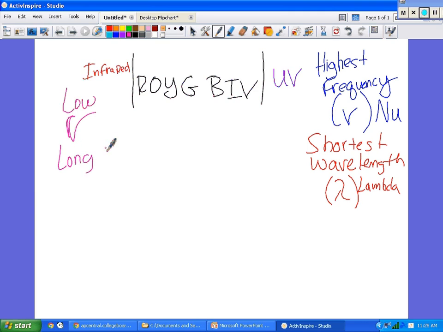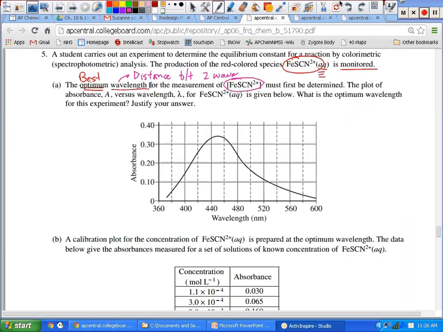So now that we know that, what did they say the color of the solution was again? Red. So what do we know about red in comparison to the spectrum that we see? It's going to have long wavelengths, low frequency, not very harmful to us, right? I just kind of want to point that out. That's where the red factor comes into this, okay? And so what we're trying to determine from this is the optimum wavelength of red.